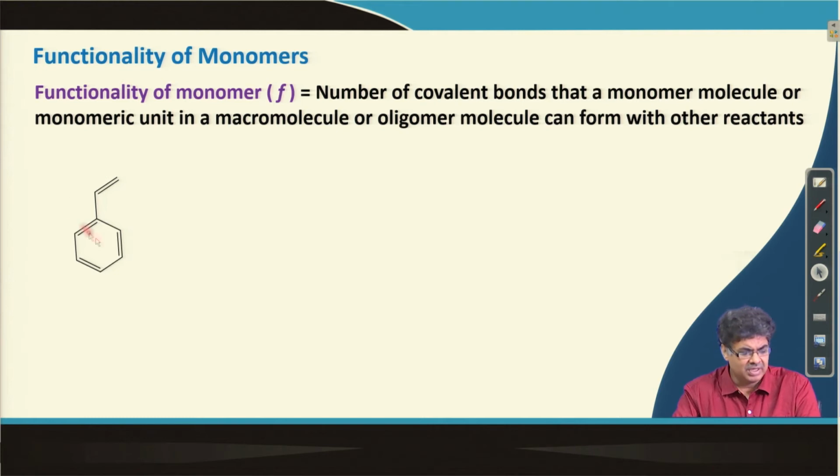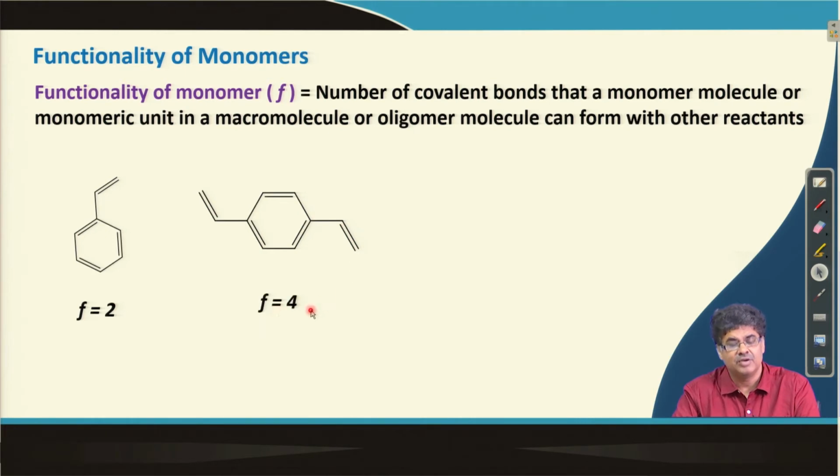Just to summarize and complete the story about functionality, if we have a monomer like styrene, then it can actually form 2 bonds, both sides. So, F is 2. And if you have divinyl benzene, then it can actually form 4 bonds, to this side and to this side. So, F is 4.